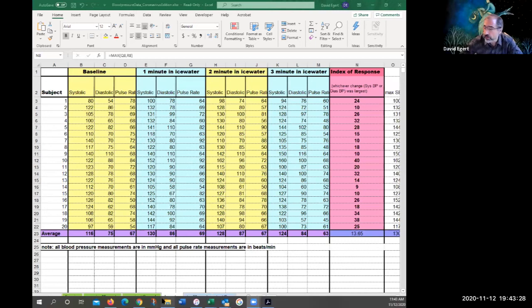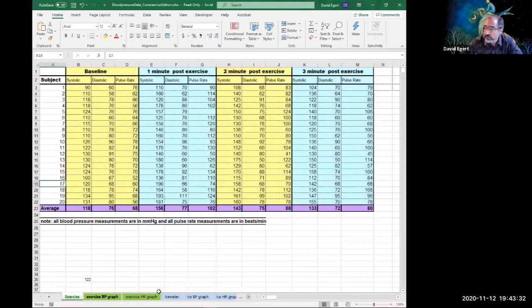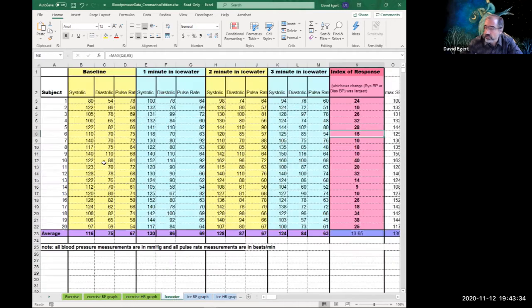So again, remember before we were on the exercise tab, but now I'm going to be on the ice water tab. This is the data for the ice water. And again, pick one of your subjects as your subject, and that will be your subject for your write-up. Again, for each of these, we have systolic, diastolic, and pulse rate.